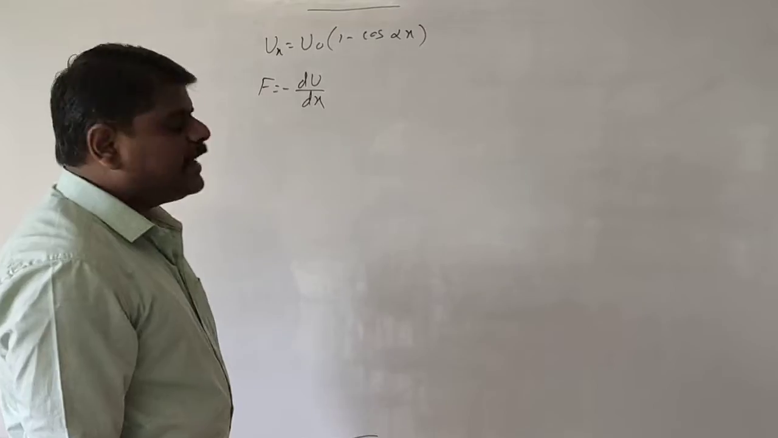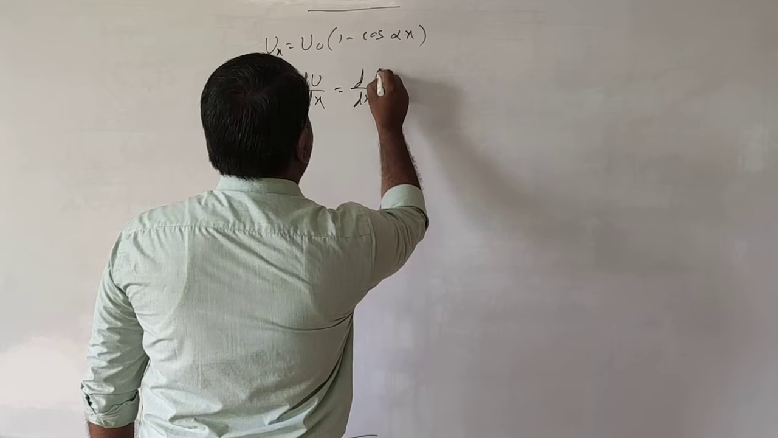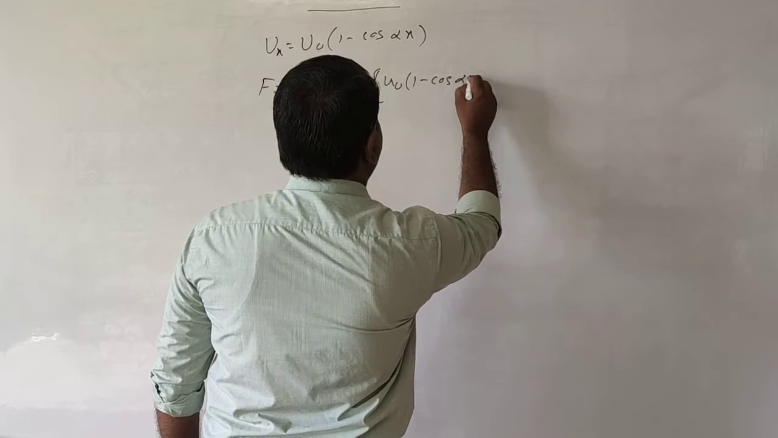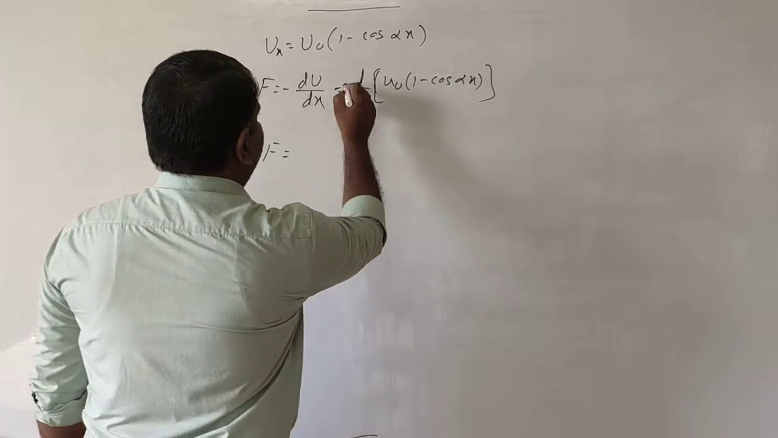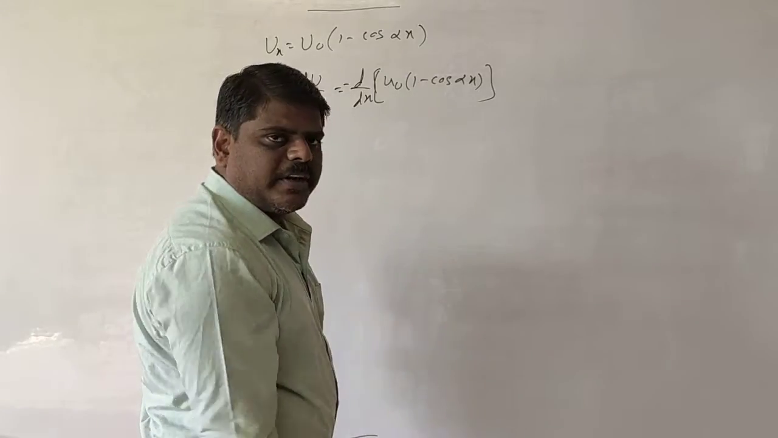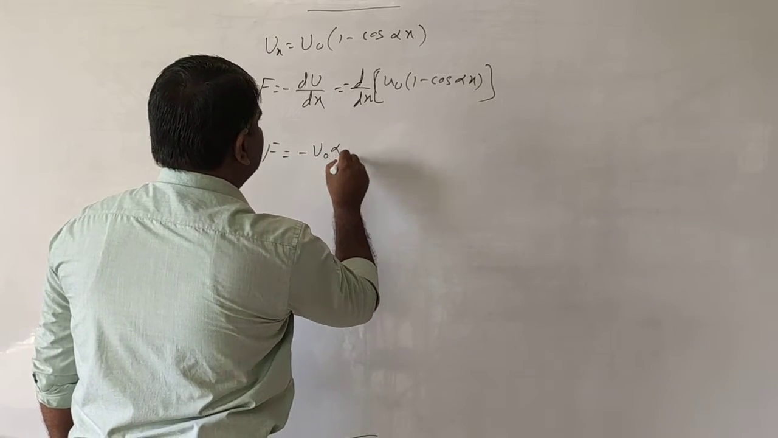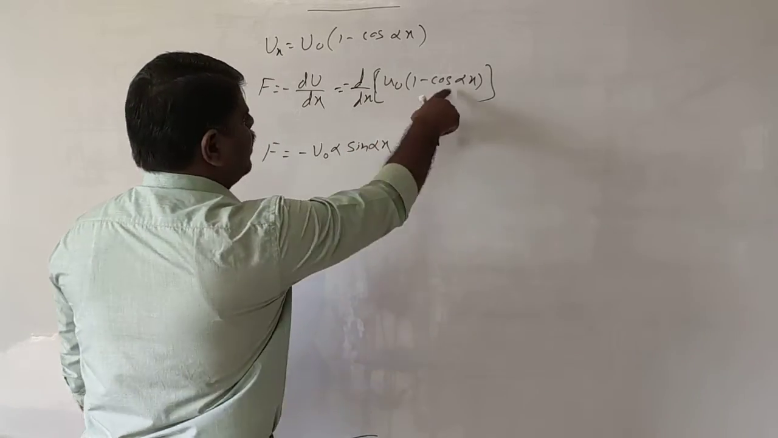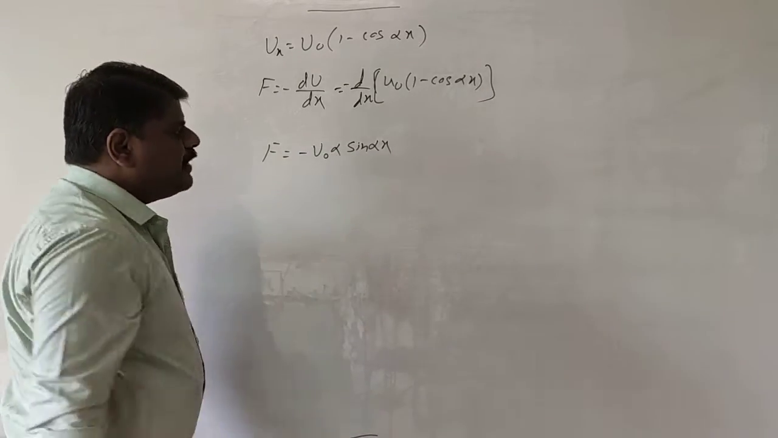That means if you are going to differentiate this equation, it can be written as F equals minus d by dx of U0 into (1 minus cos alpha x). You are going to have the negative sign here. The derivative of the constant U0 will be 0. Next, you write down minus U0 into alpha, and the derivative of cos alpha x is sin alpha x. So this is the equation you are going to have.